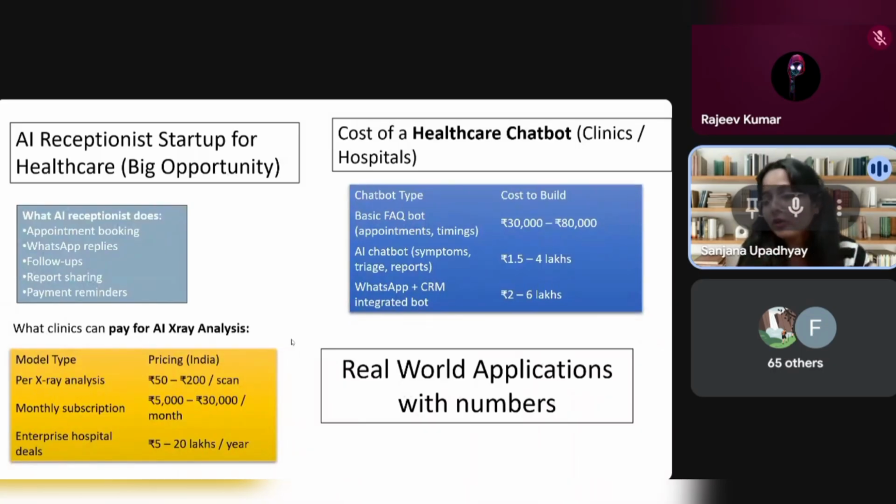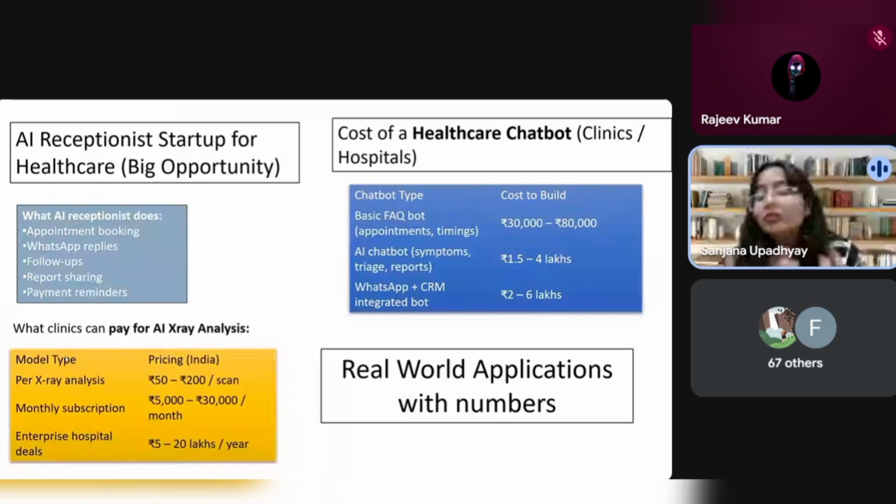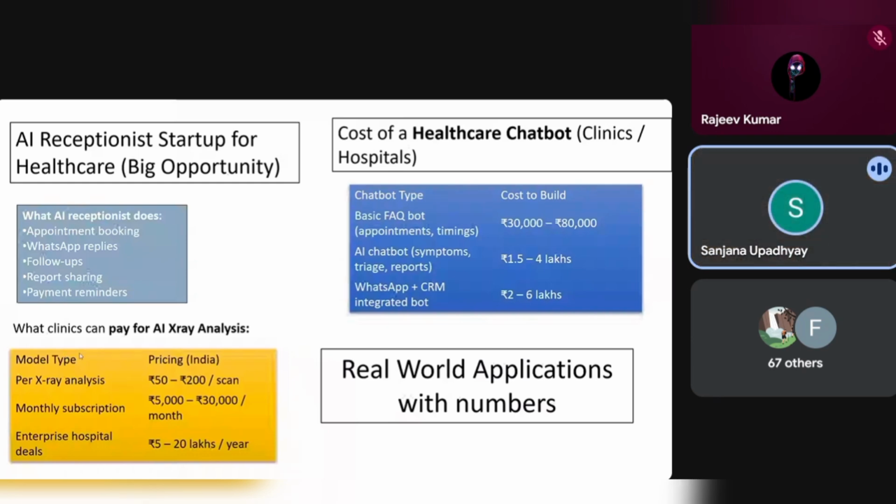To build such chatbots as a startup, there are various kinds of costs. Along with that, what can clinics pay for AI X-rays? For example, if you have built a model where your X-ray is able to predict what kind of diseases are there in that X-ray, then one clinic can pay around 50 to 200 rupees per scan. Along with that, monthly subscriptions can be provided. Enterprise hospitals can pay you that amount of money because it is going to be automated.